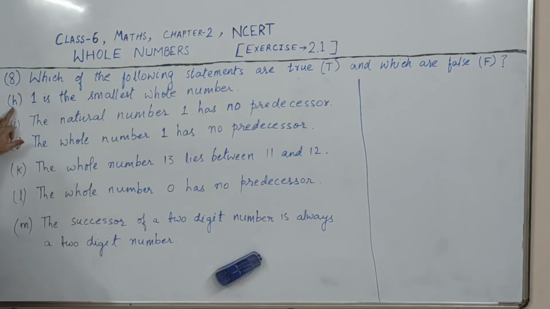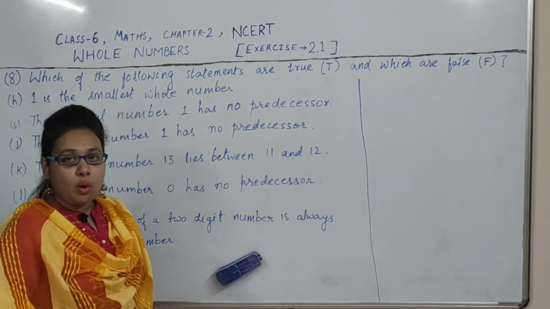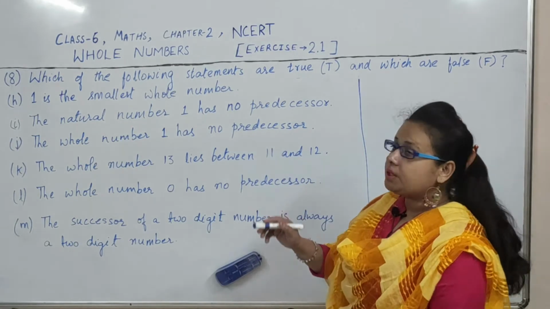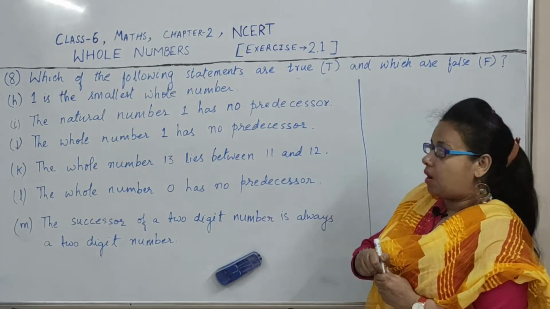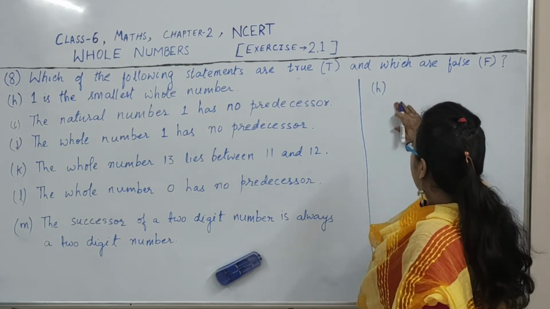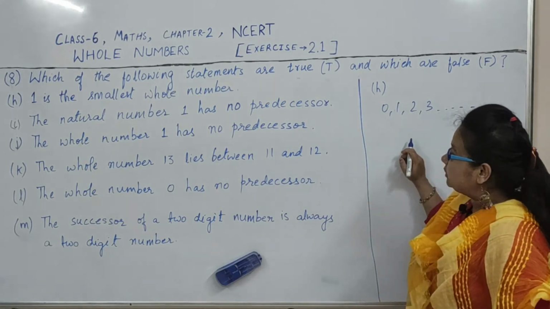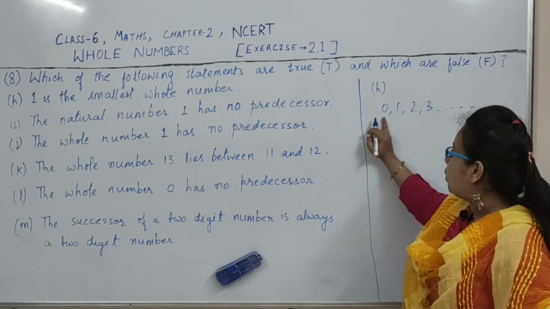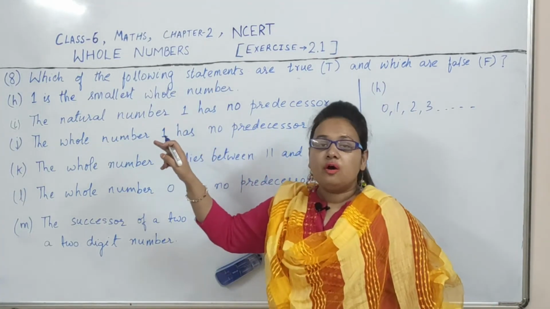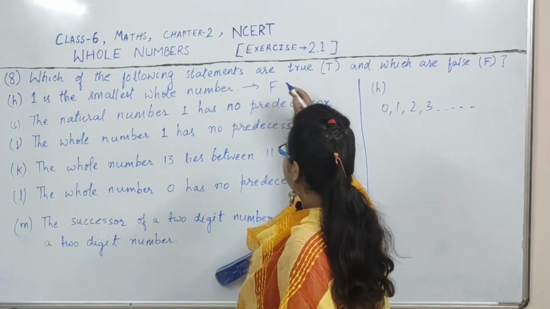Now let us see what is there in this H part. Question number H. 1 is the smallest whole number. Is this statement true or false? 1 is the smallest whole number. What we have learned about whole number? How does the whole number start? Whole numbers start with 0, 1, 2, 3 and so on. So which one is the smallest whole number? The smallest whole number is 0. So that statement, 1 is the smallest whole number, is a false statement. Okay. So what we will write? It is false. So we will write F.